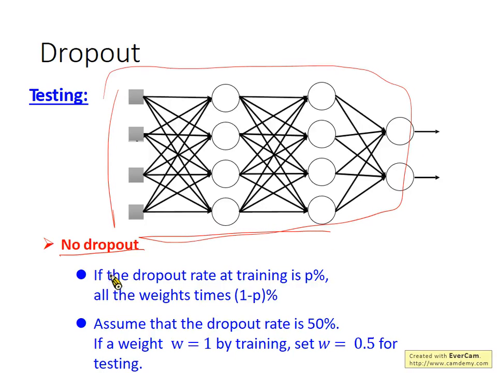Remember that if the dropout rate at training is p%, then all weights will be multiplied by 1 minus p% to normalize the learned weights. Assume the dropout rate is 50%. If a weight W is equal to 1 by training, then we set W equal to 0.5 for testing. This is for normalizing the difference between training and testing.